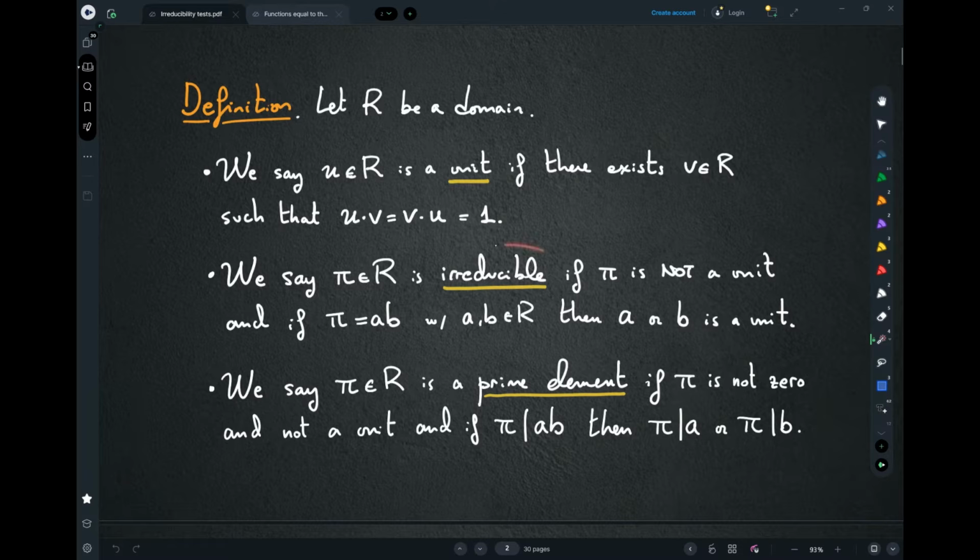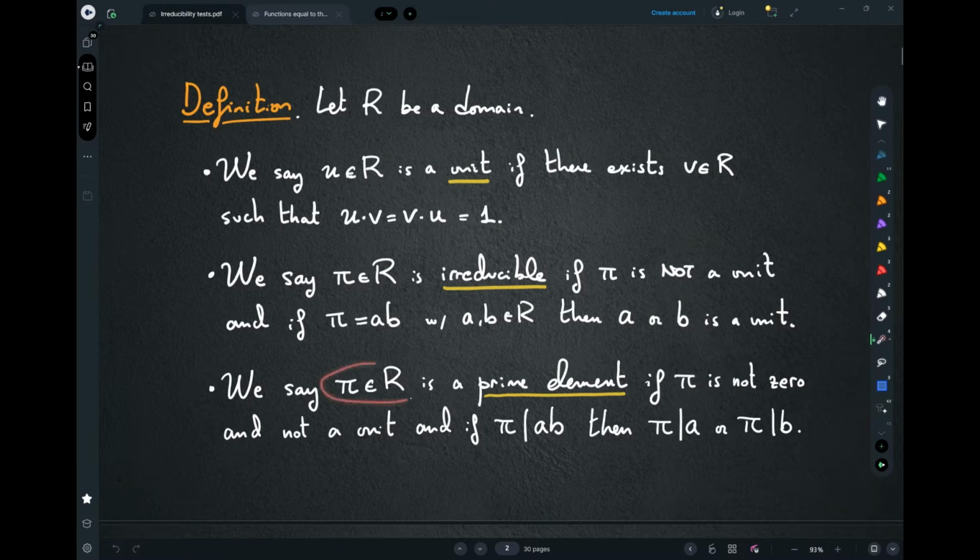Now, what is an irreducible element? Irreducibility and primality are two properties that very much resemble each other from the point of view of the integers. It looks like they should be the same property, and they are in some rings, but not in others, as we shall see in a moment. An irreducible element is an element of the ring that is not a unit, and every time I have a factorization of it as a product of two things in the ring, then one of them must be a unit. So if pi is a times b, then a is a unit or b is a unit.